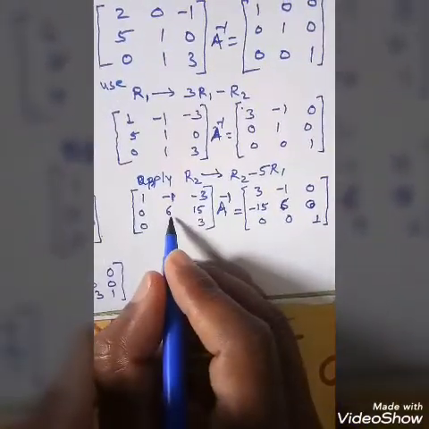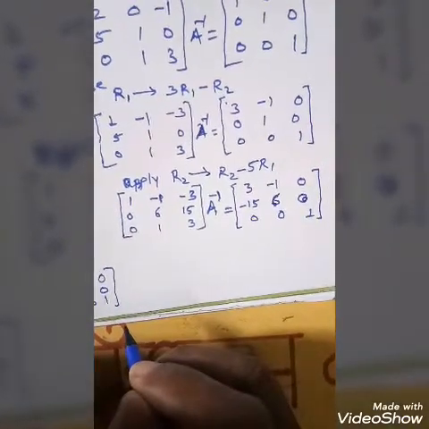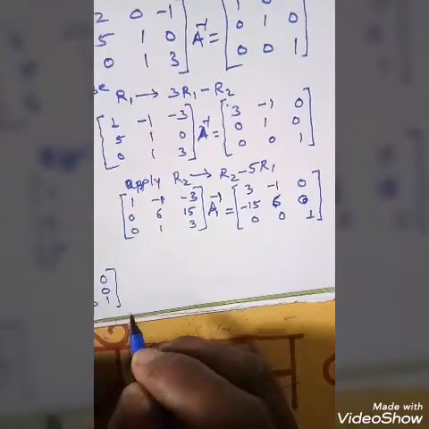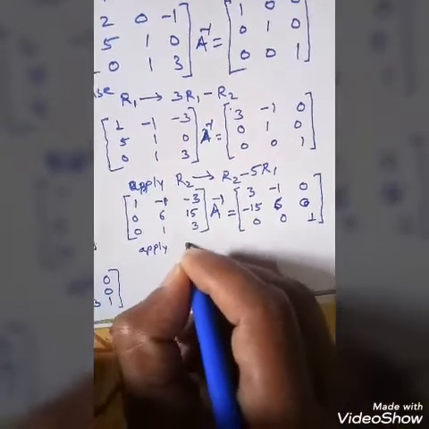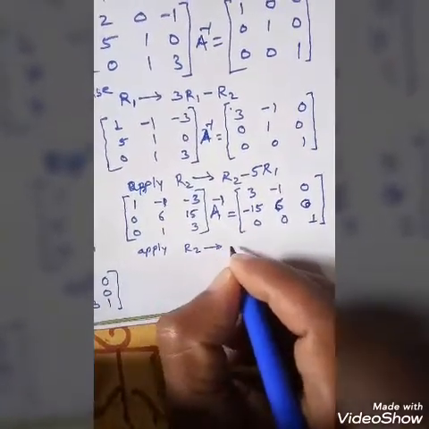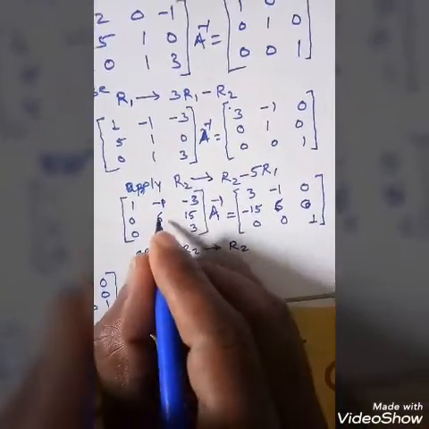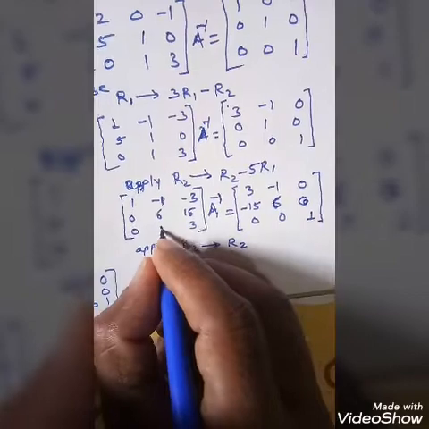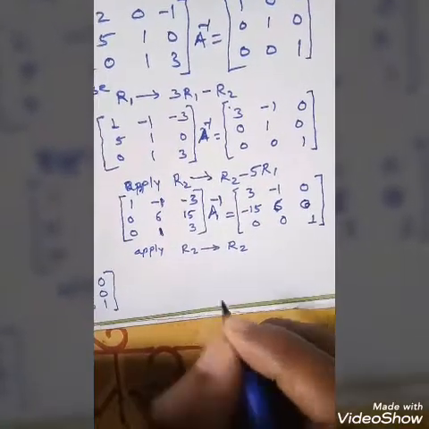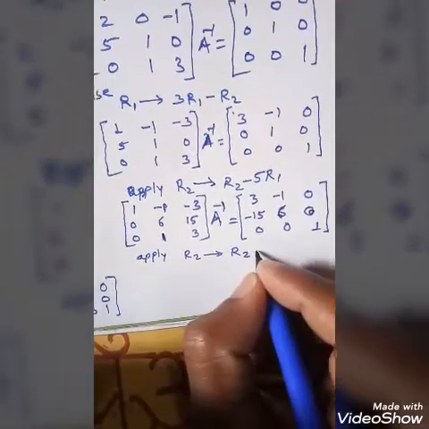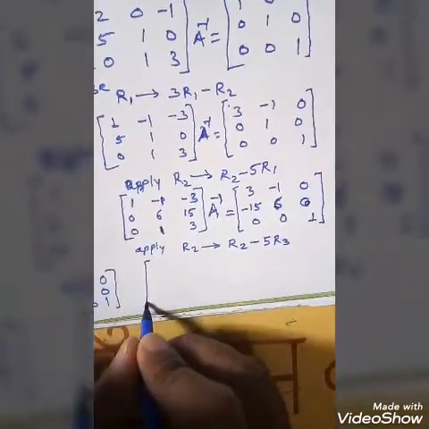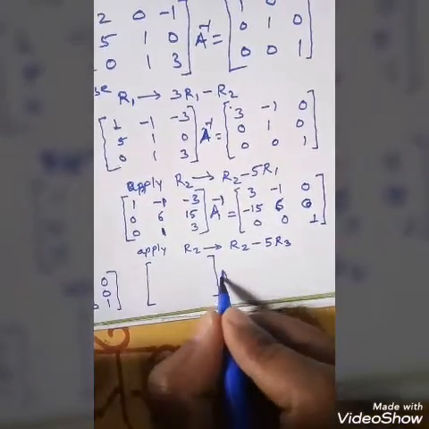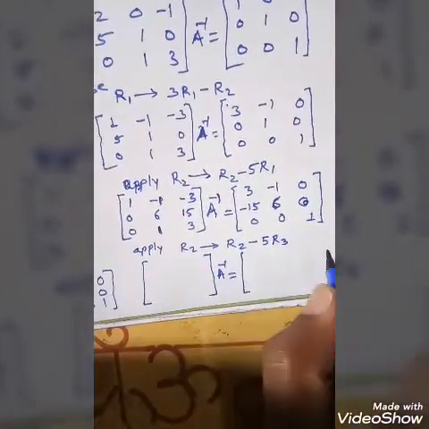Now convert this element into 1. How to convert this element into 1? See, apply the operation on R2. Which type of operation? हा element 1 करताना तुम्हाला सांगितलं ऑपरेशन इज ऑलवेज टेक ऑन थर्ड रो. थर्ड रो सोबत ऑपरेशन करायचं. 6 minus 5 is equal to 1. So R2 minus 5R3. R3 ला जर 5 ने मल्टिप्लाय केलं तर काय मिळणार तुम्हाला तिथे? 6 minus 5 is equal to 1 मिळून जाणार.